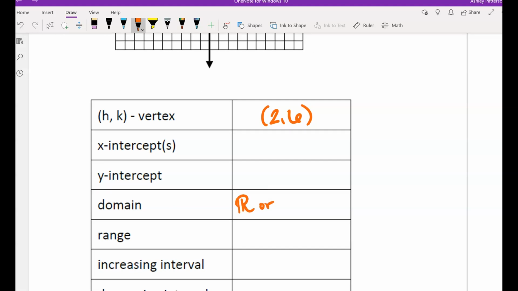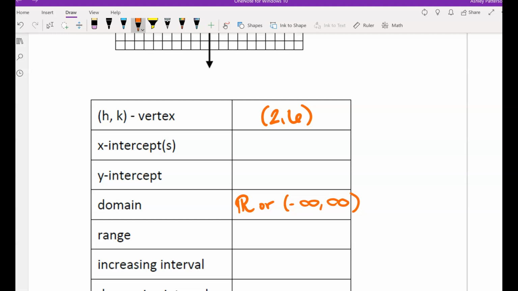There are no restrictions on the domain, or negative infinity to positive infinity. Restrictions on the domain might be if there is a fraction, right? The denominator can't be 0. Excuse me, that would be a restriction on the domain.